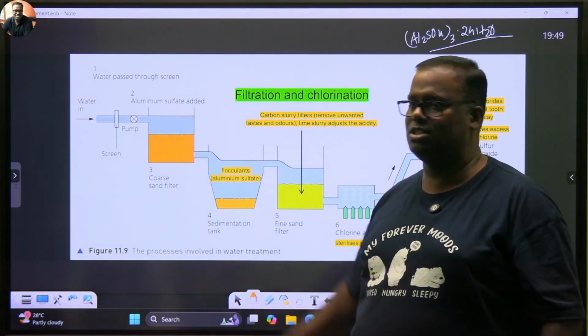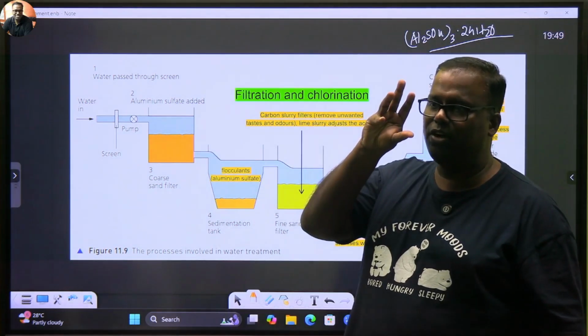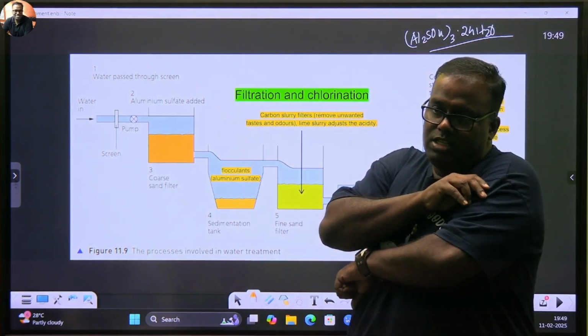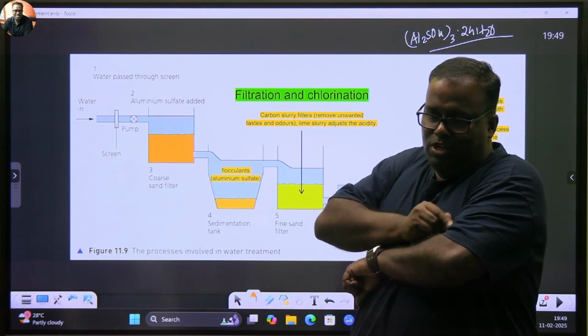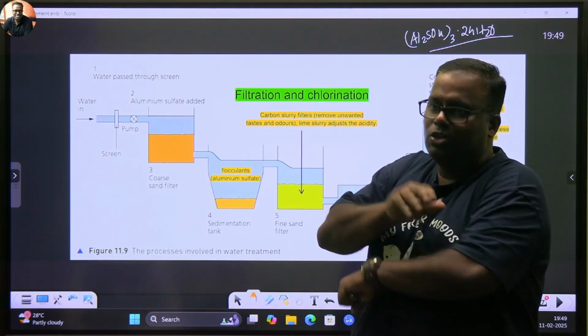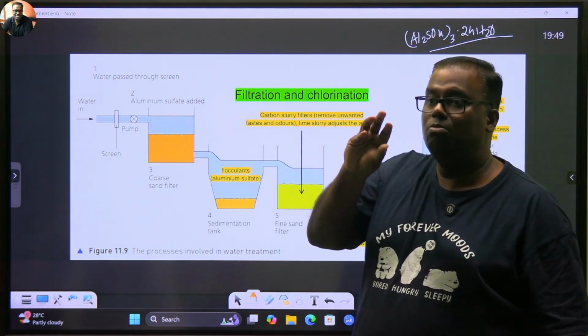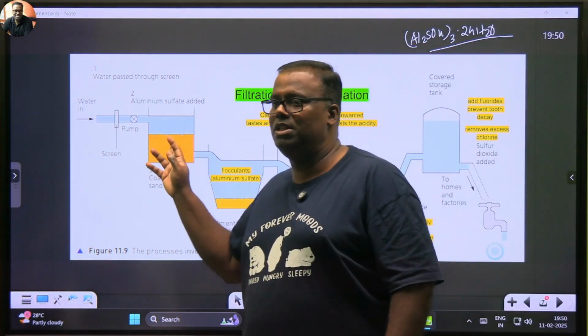This used to be in our hostel also. Coarse sand. Coarse means very rough sand. Because the sand is rough, it will block the impurity and only allow water to go through. Coarse sand. Have you understood? And many people use pebbles also out here.